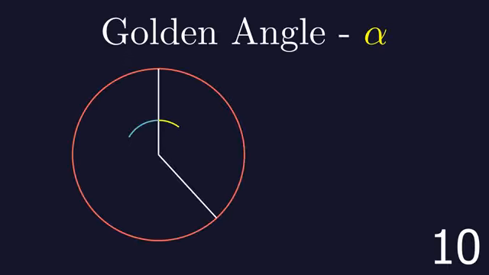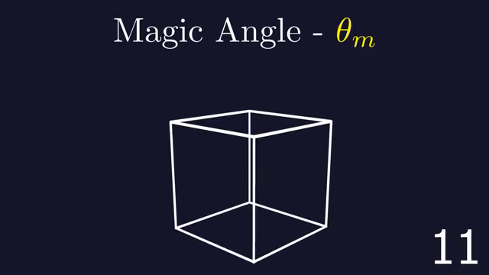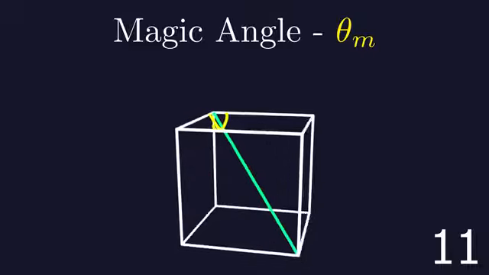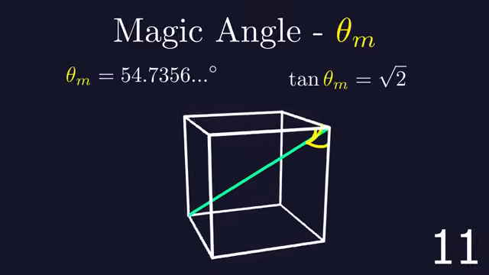We also have the golden angle, related to the golden ratio but for angles in a circle. It is approximately 137.5 degrees or 2.4 radians. There's also the magic angle, the angle between the diagonal of a cube and any of its three connecting edges. This angle is around 54.7 degrees. Its tangent is exactly equal to the square root of 2.